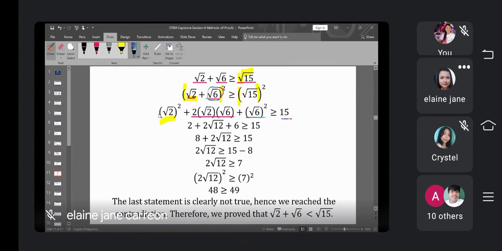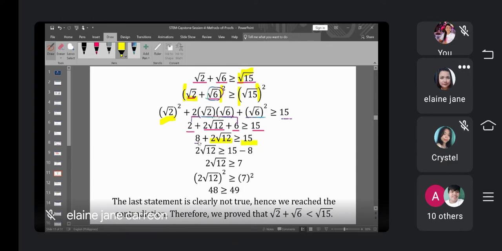We get 2. And we're going to multiply 2 times 6. We get 2 square root of 12. So, we square the square root of 6. We have 6. And then we write 15. Next, we add 2 and 6. We will add 2 and 6. So, we have 8. Now, we just rewrite 2 square root of 12 is greater than or equal to 15.